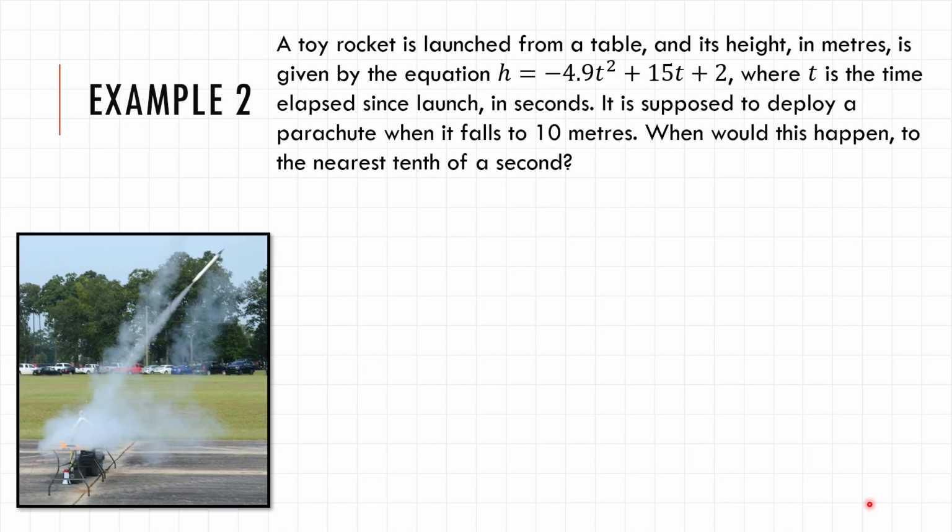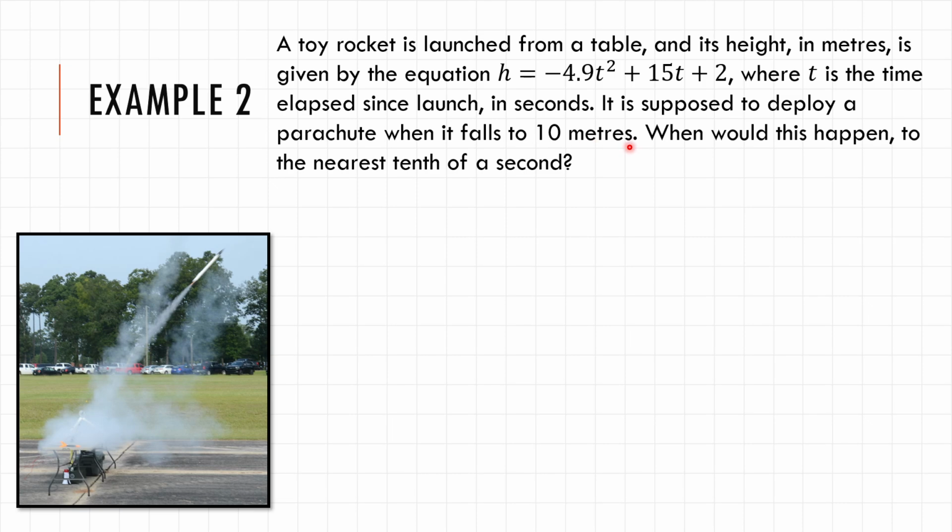A toy rocket is launched from a table, like you might see over here, and its height in meters is given by this equation, where t is the time elapsed since it was launched in seconds, and it's actually supposed to deploy a parachute when it falls to 10 meters. When would this actually happen to the nearest tenth of a second?